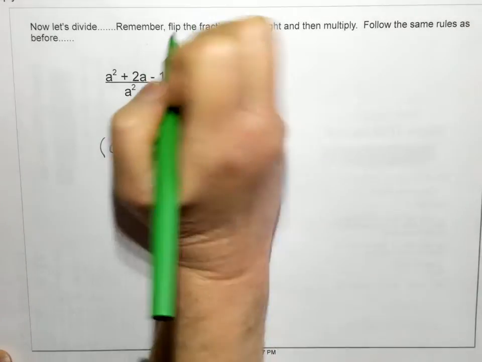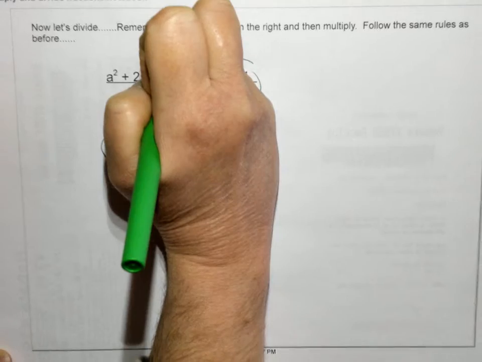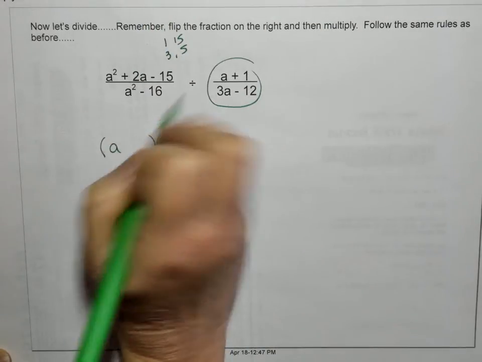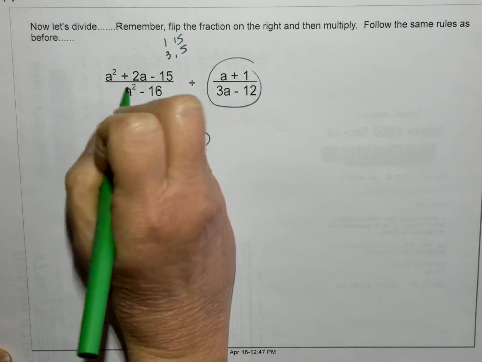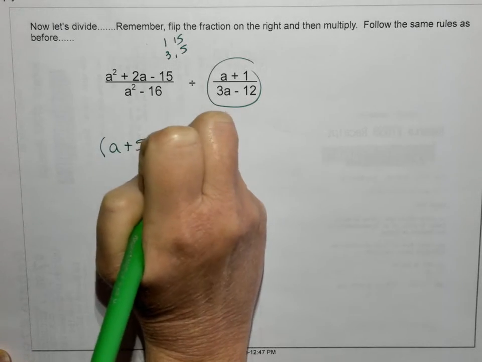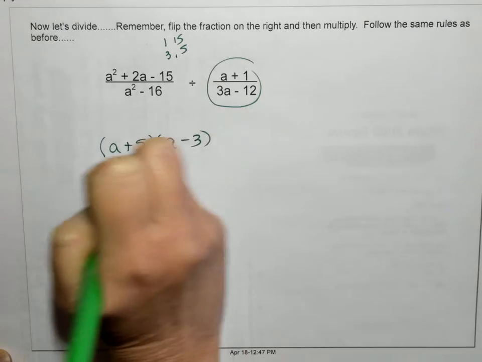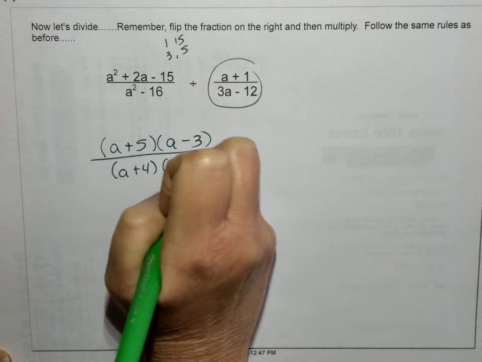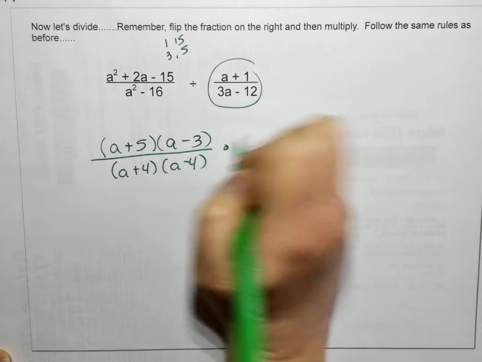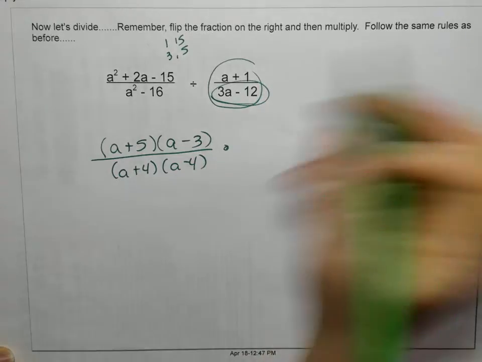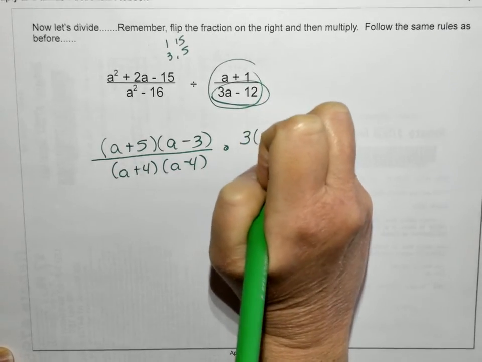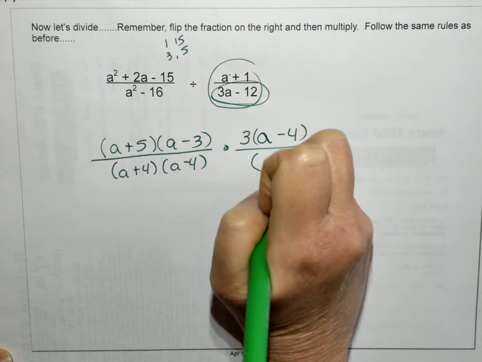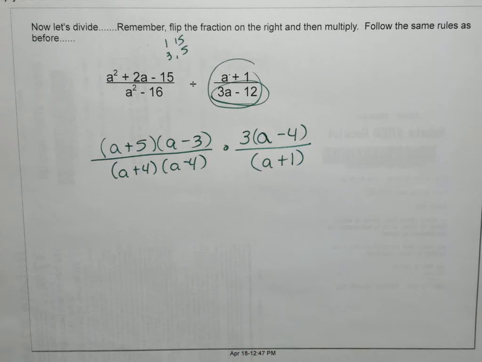I need 15. So 1 and 15, 3 and 5, and I have to get a difference of 2, so it must be 3 and 5. So I need a positive, so plus 5 and a minus 3. On the bottom, I have a plus 4, a minus 4. And now I'm going to factor this and put it on top. That's 3 times the quantity a minus 4. And I'm going to put that on the bottom because it doesn't factor.